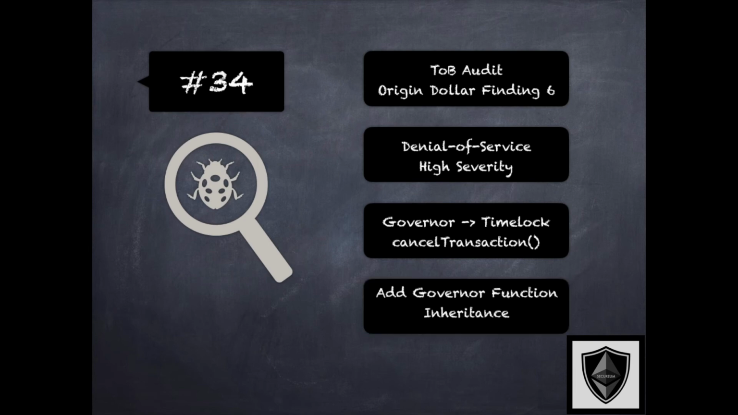The recommendation was in the short term to add a function to the governor that calls time lock cancel transaction, and in the long term consider letting governor inherit from time lock, which would allow a lot of code to be removed and significantly lower the complexity of the two contracts. This is related to the denial of service aspect that we discussed in number 176 of Security Pitfalls and Best Practices 201 module.